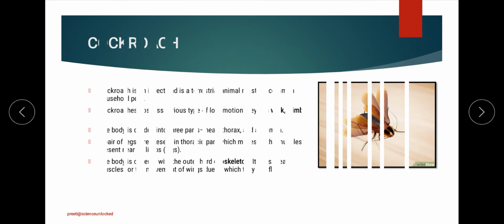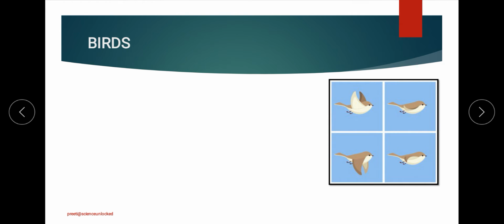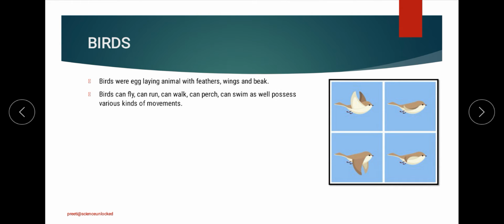The next organism that we are taking up in today's session is the birds. In case of birds, there are many different aspects that we need to keep in mind. One aspect is the modification of the forelimbs into wing-like structures. On the other hand, they have a beak which helps in forward movement. They also have a streamlined body which helps them in reducing air drag.